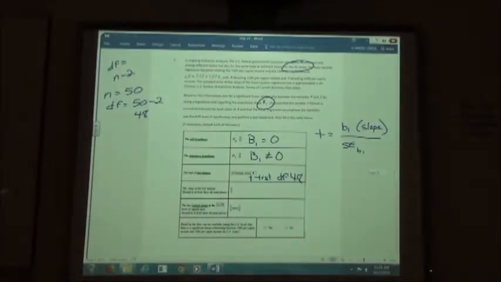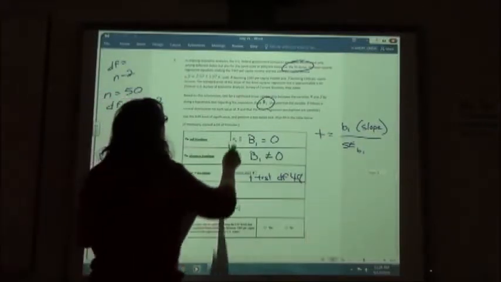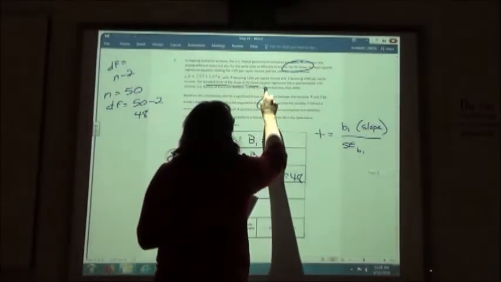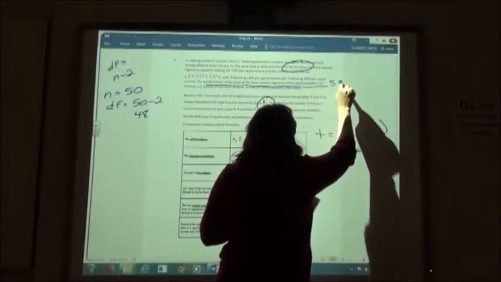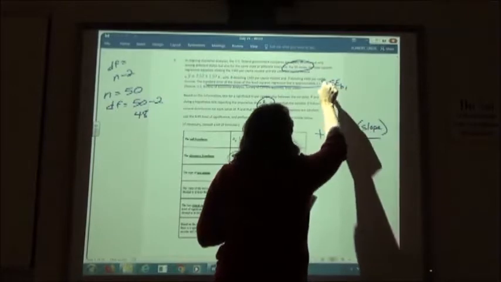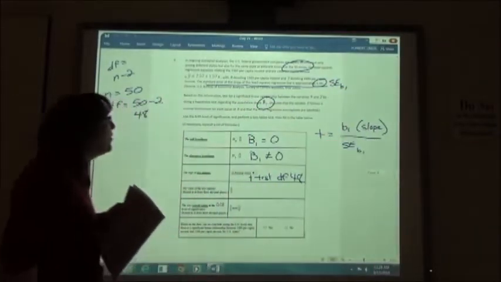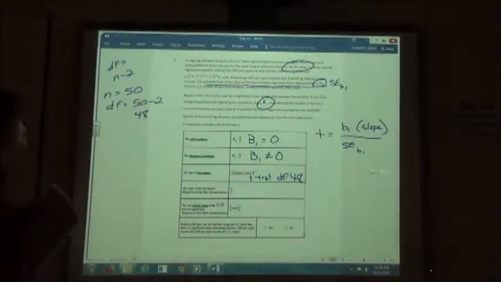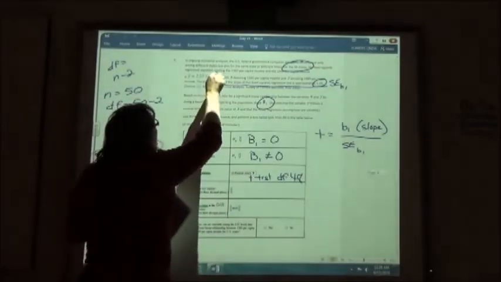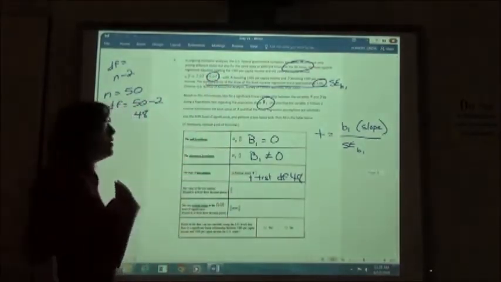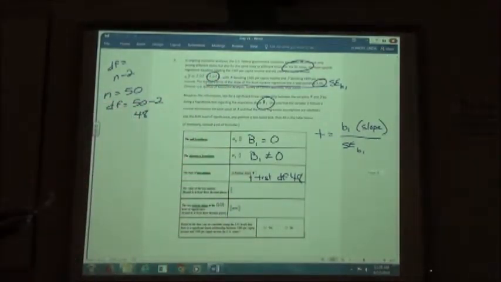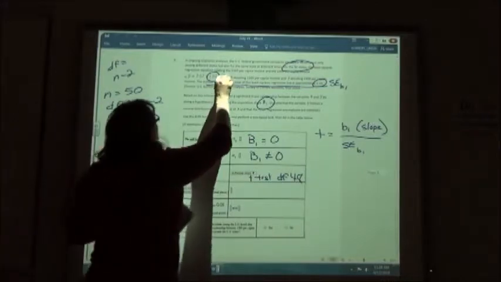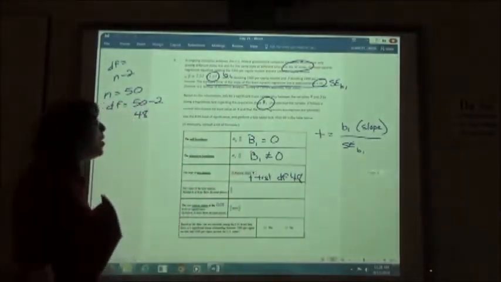So, the SE sub B1 is that value that they give you for the standard error of the slope. SE B1. That's the number you're going to use for that value. The slope of my linear regression line is this number right here, right? The number in front of our x is our slope. That's going to be the number we use for just plain B1.